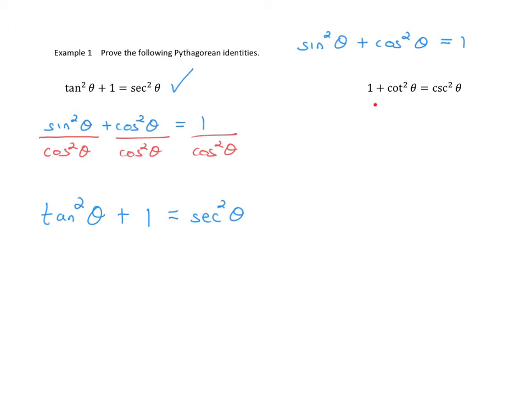So how about proving this identity? How can I demonstrate that this is true, again, starting with this identity? So let's look at that again. I'm going to copy down sine squared of theta plus cosine squared of theta is equal to 1.